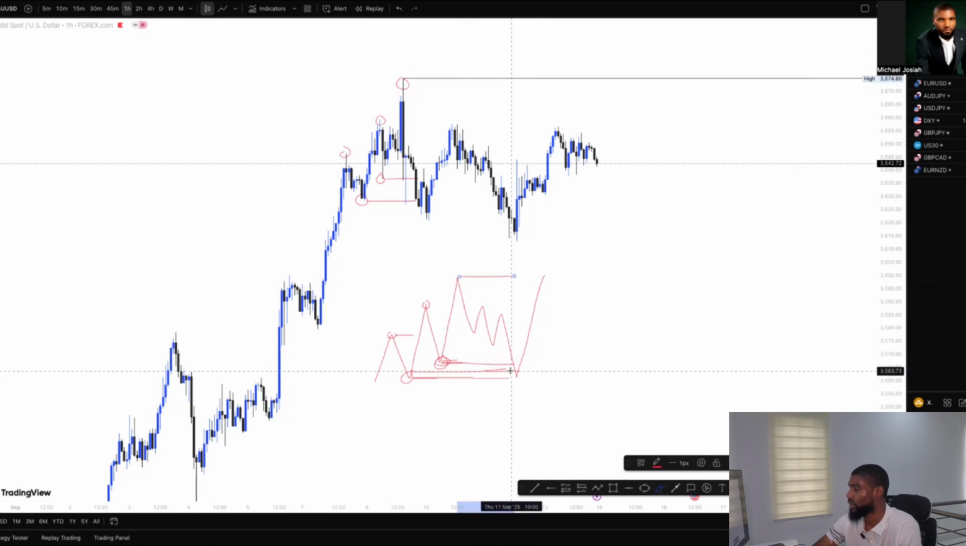So we want to see price take this one and also this one. And how do we validate that? How do we validate the break of these two lows? We must see a candle close below, just like what happened here.